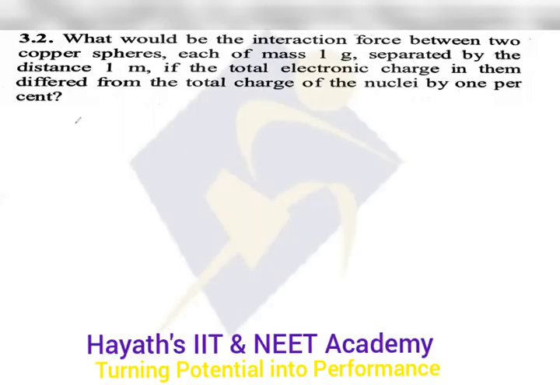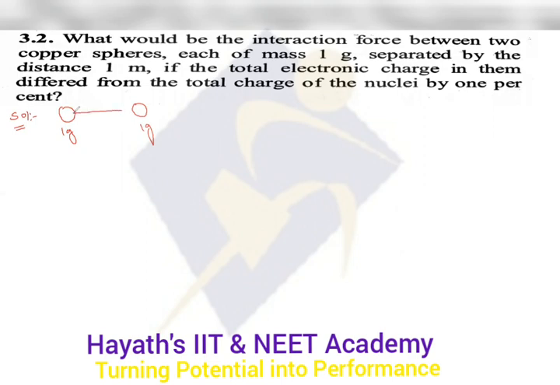I'm going to explain this question. According to the question, what will be the interaction force between two copper spheres, each of mass 1 gram? First of all, he has given two copper spheres. Let us take two copper spheres, each of mass 1 gram, and both are separated by a distance of 1 meter.